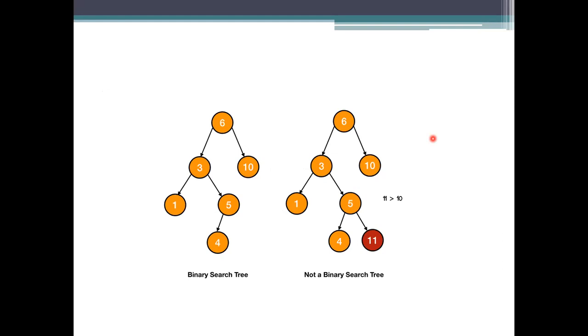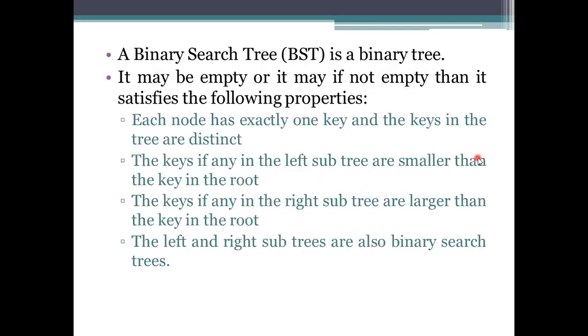Consider this one beside it: is 11 less than 6 or not? We need to see. 11 is greater than 6, and when compared to the right child it is also greater. So here we added it on the wrong side, and that is not a BST. The properties specified for a binary search tree are that each and every key should be distinct. No repetition has to be done here.